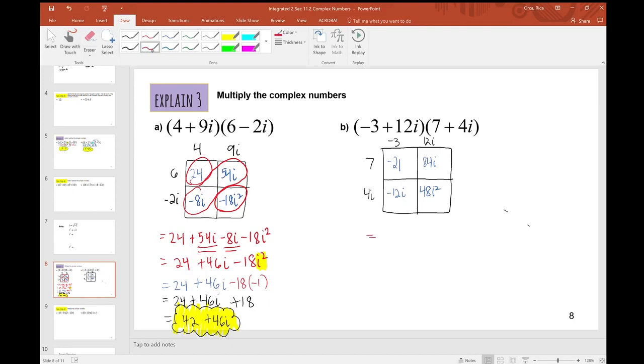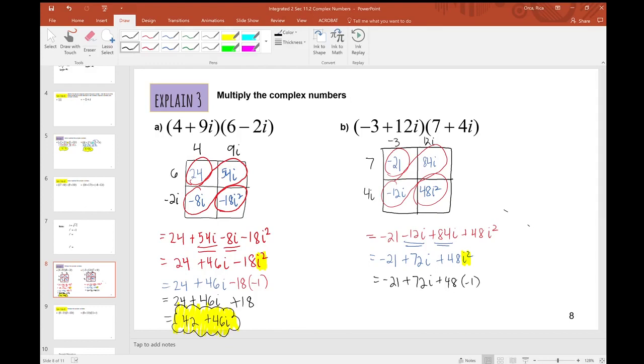This is equal to negative 21 minus 12i plus 84i plus 48i squared. We have negative 21. Negative 12i plus 84i is 72i plus 48i squared. Now let's go ahead and replace the i squared. So that's negative 21 plus 72i plus 48 times negative 1. Remember, i squared is equal to negative 1.